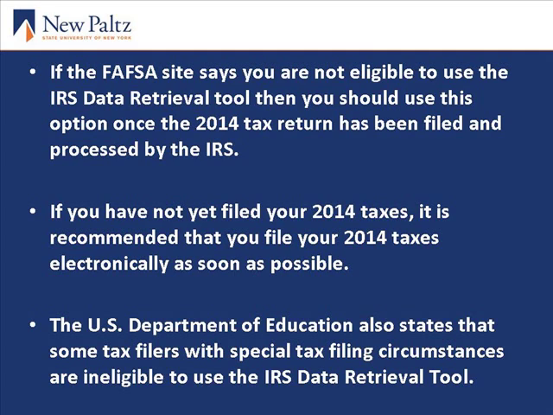FAFSA on the Web applicants may find that their IRS data is not available yet based on when and how they filed their income tax returns. For applicants who file their tax returns electronically, information from their 2014 tax returns will be available through the IRS data retrieval process in approximately 2 to 3 weeks. For applicants who file paper tax returns, it takes within 6 to 8 weeks for information to be available through the IRS data retrieval process. The U.S. Department of Education also states that some tax filers with special tax filing circumstances are ineligible to use the IRS data retrieval tool.